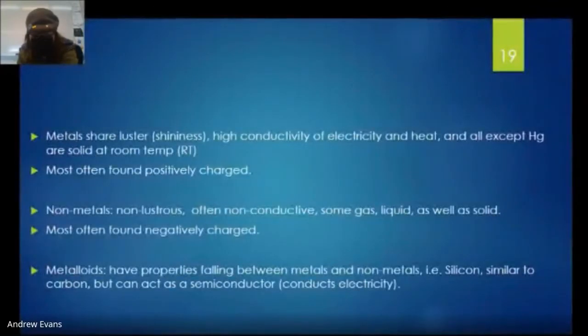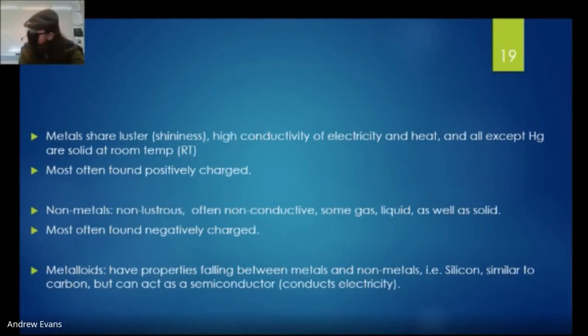Okay. So just a few quick properties of these guys. All metals share a luster or shininess. The metals are typically highly conductive of electricity and highly conductive of heat. And all except for mercury are solid at room temperature. So mercury is the only liquid metal. When we make bonds and we make compounds, which we'll talk about next chapter, these metals will typically be positively charged.